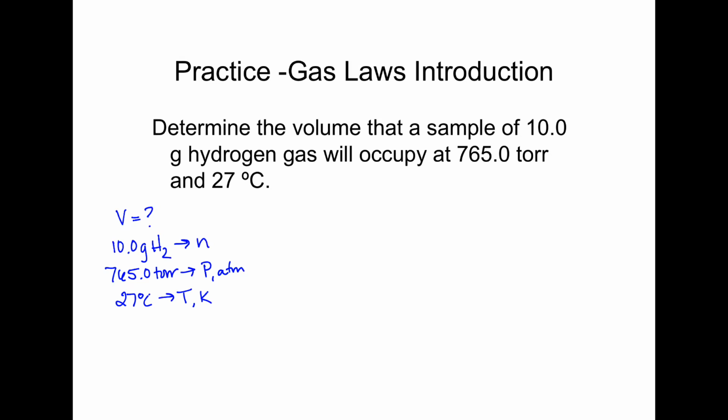Okay, the first one is I have 10 grams of hydrogen. I look at my periodic table, I see that each hydrogen is 1.01, so it's diatomic, so we have 2 of them, so it's going to be 2.02 grams per 1 mole. When I do that on my calculator, I got 4.950 moles.